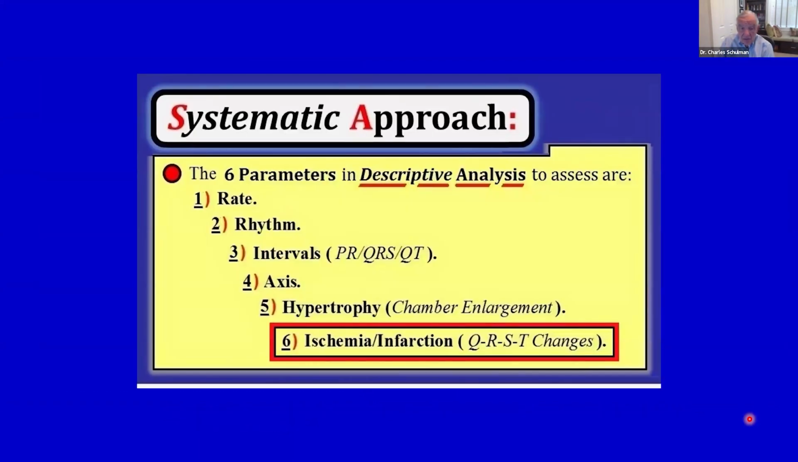For describing the findings on an electrocardiogram, we recommend a systematic approach. You want to consider the heart rate, the heart rhythm, the intervals, PR, QRS, QT, the axis, whether or not there's chamber enlargement, and whether or not there is ischemia, infarction, or bundle branch block, QRST changes.